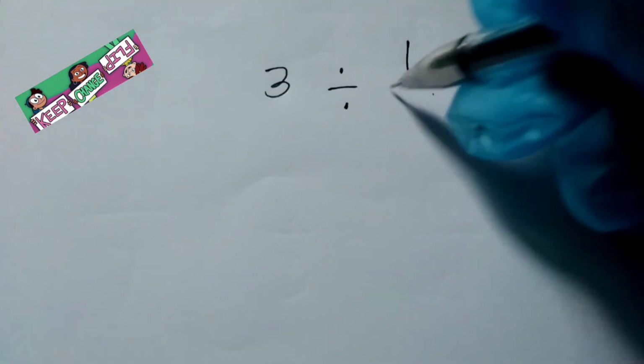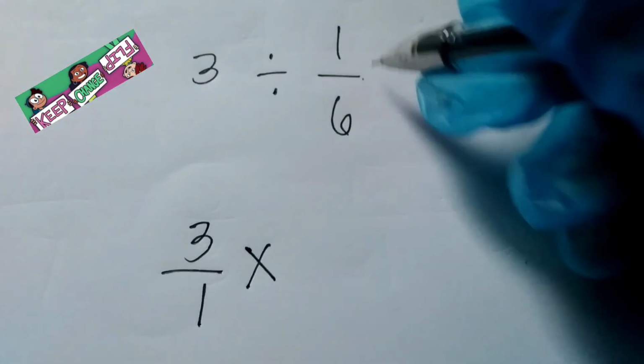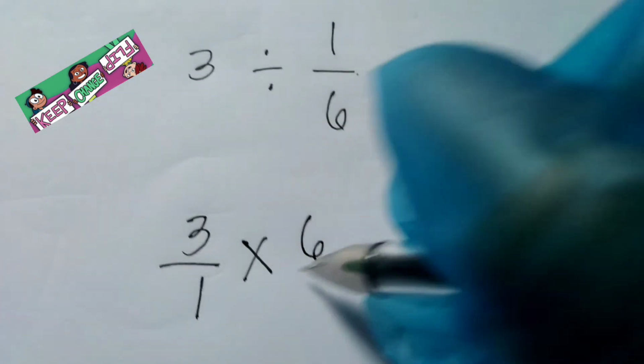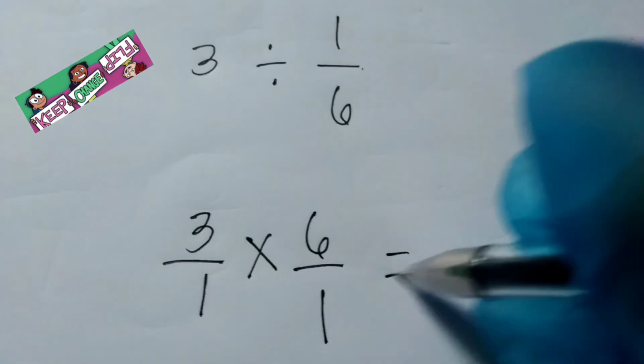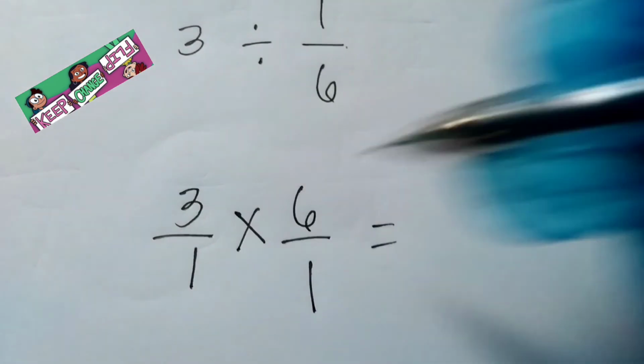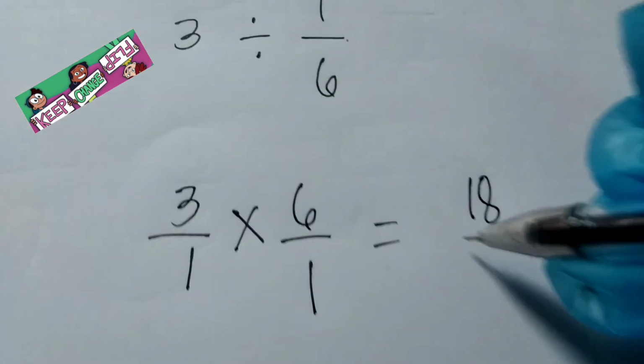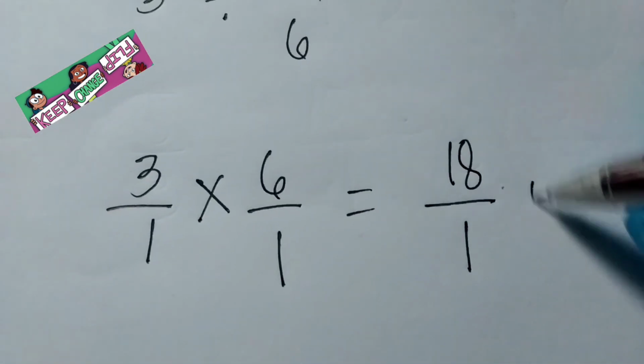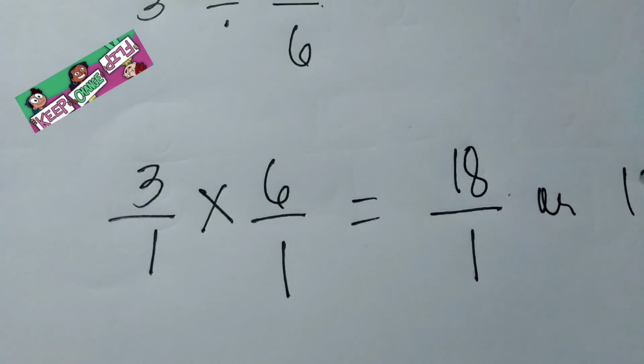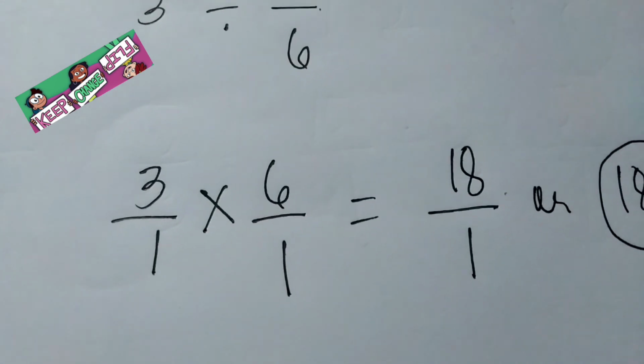For number 5, we have here the whole number 3 divided by 1 over 6. Then keep 3 over 1, then change the division operation into multiplication, then get the reciprocal of 1 over 6. Then proceed to multiplication. 3 times 6 is equal to 18, then 1 times 1 is equal to 1, or the whole number 18 is the final answer.